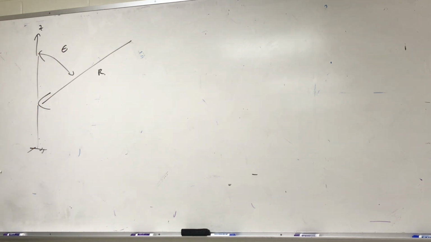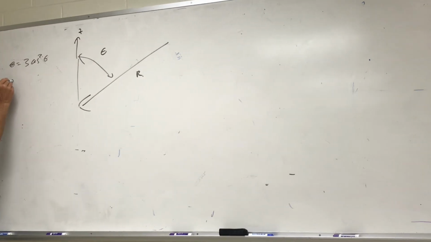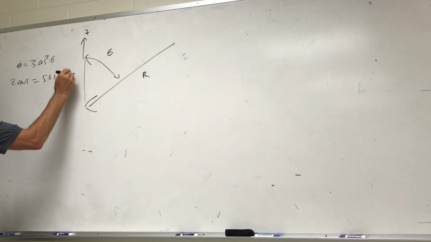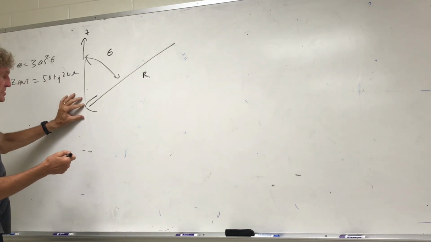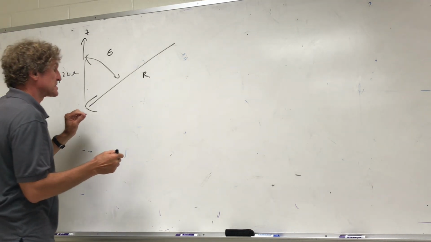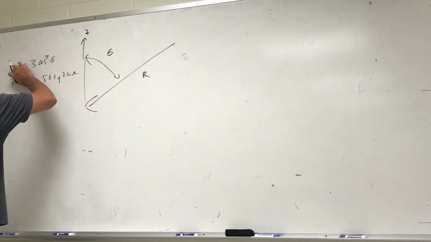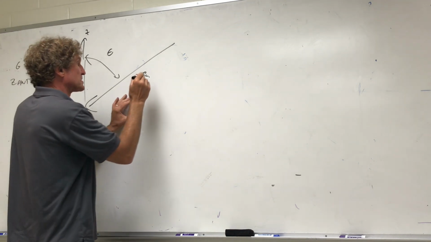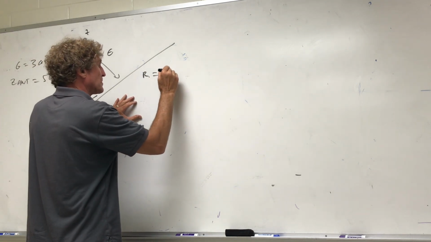And I'm going to say for this antenna, I'm going to just leave it like that. The gain of this antenna is going to be 3 times cosine squared of theta. The actual impedance of the antenna is going to be 50 plus j20 ohms. This is the antenna. I'm just showing you where it's located. I'm going to make this at a distance of 1 kilometer.